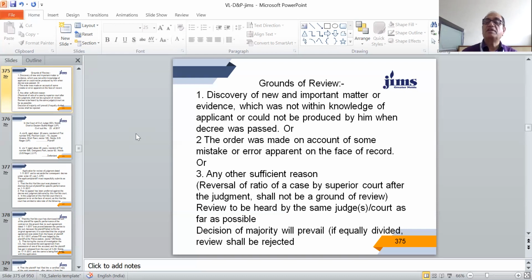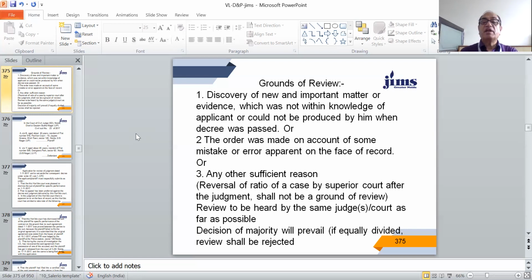It was not in my knowledge when the order was passed against me. But after the death of my father, when that locker was opened, I found a particular document which is relevant for the case. So now I am in a position to file that deed before the court again, along with my review application.